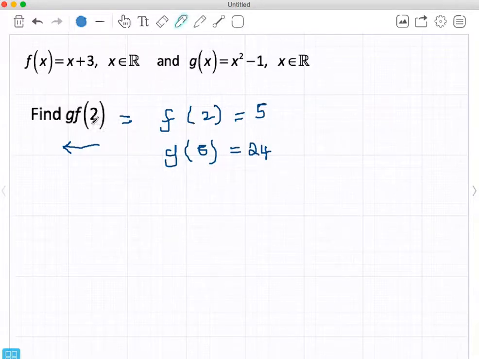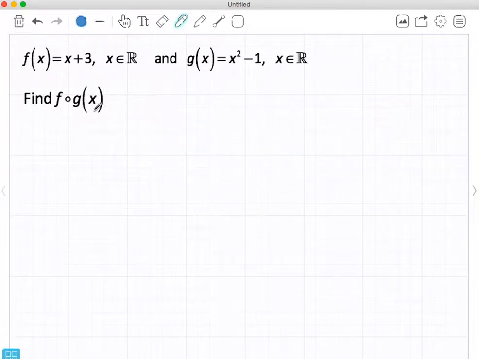Okay, they're nice and simple if we've got numbers. They tend to get slightly more complicated if we've got an x. So again, this is put x into g and then put it into f. We've already got g(x). We already know what g(x) is. So this basically is saying, go through the f function, and wherever you see an x, replace it with this.